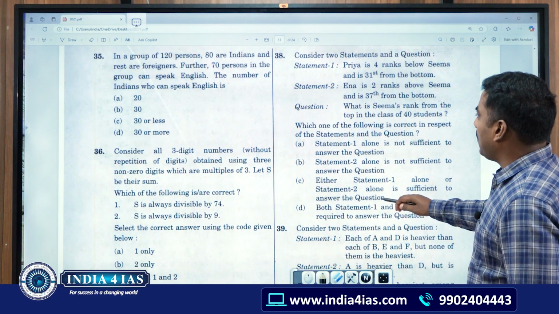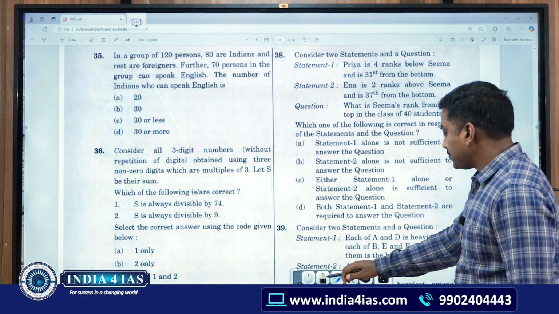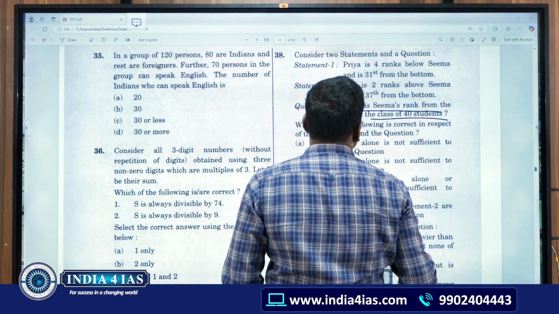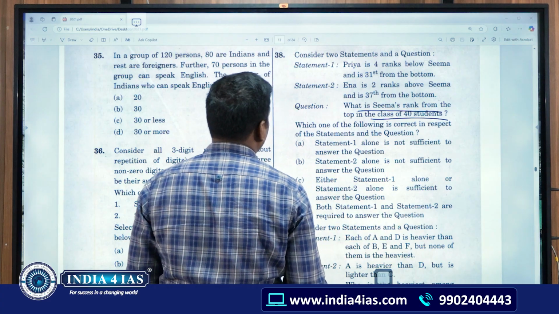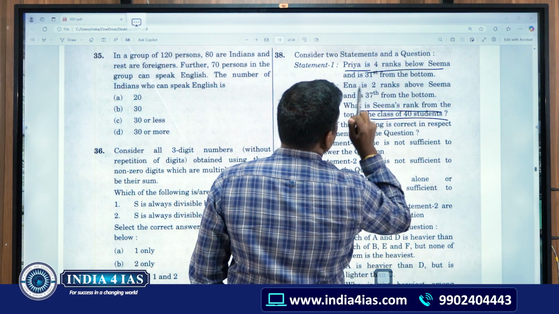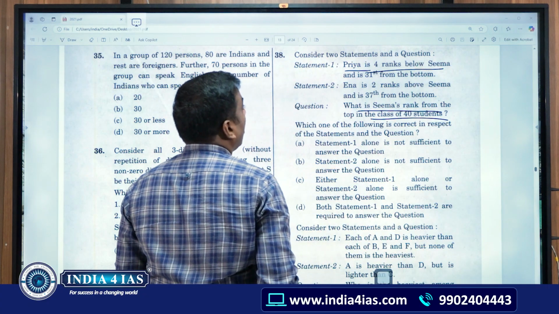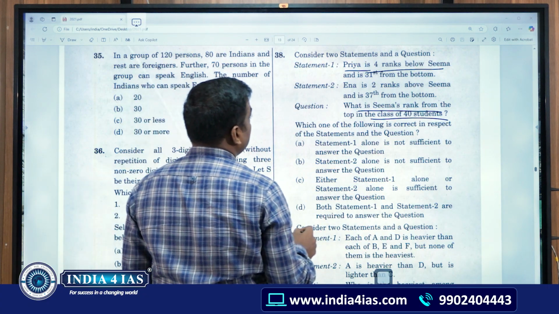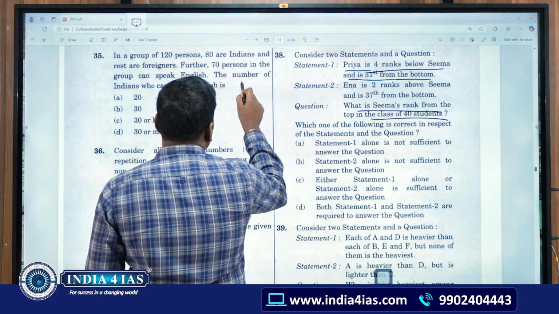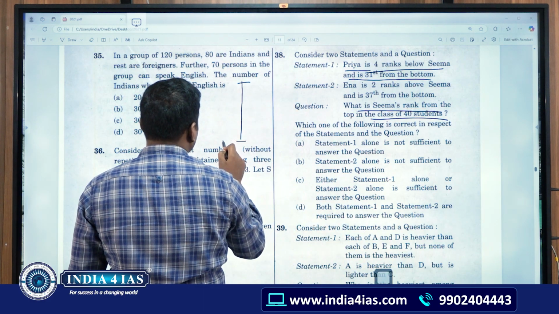So this is a ranking problem. In this case, the question is, what is Seema's rank from the top in the class of 40 students? Okay, let us read statement 1. Priya is 4 ranks below Seema and is 31st from the bottom. So if this is the rank list, there are 40 students totally.